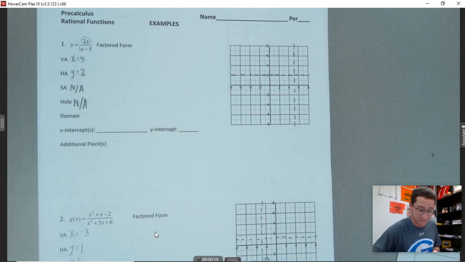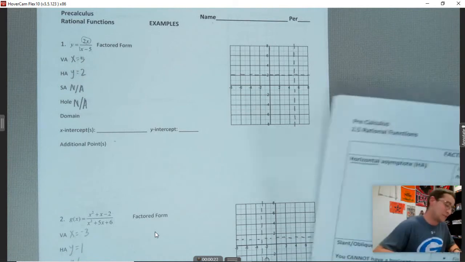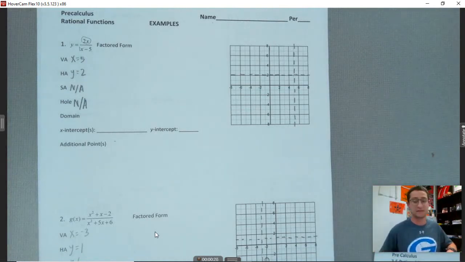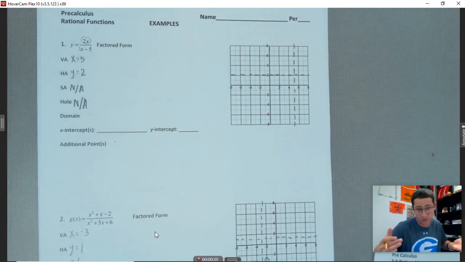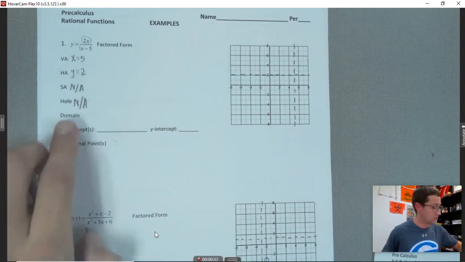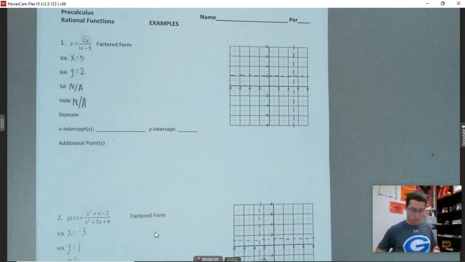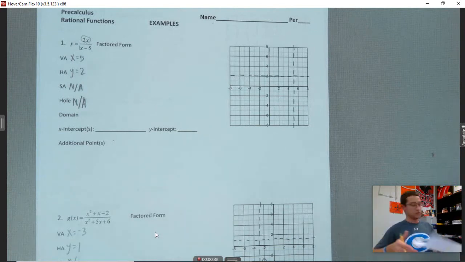So with graphing rational functions, the last part that we need to do is find some different pieces and different points in order to actually get the general shape. So that's what we're going to do today. We're also going to work with the domain, which is relatively simple. Okay, so let's go ahead and begin.